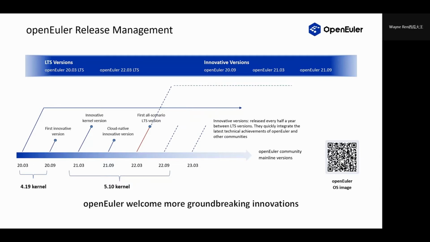At the beginning, openEuler used the 4.19 kernel as a baseline, and now has switched to the 5.10 kernel. The just released openEuler 22.03 is a milestone, as it is the first all-scenario LTS version. For release and image info, please scan the QR code. Totally, openEuler welcomes more groundbreaking innovations.